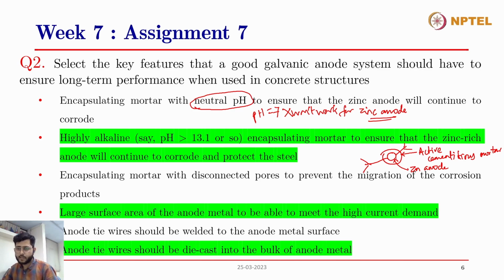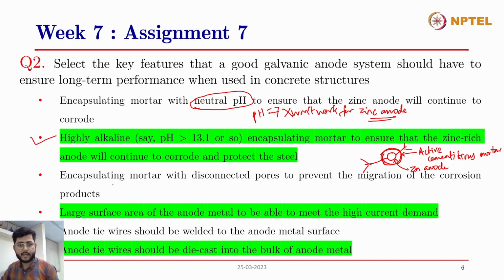And so the active cementitious mortar is required because while the cement hydration reactions are going on and the hydration products are actively getting formed, the pH of the system will remain high, and that will be conducive for the zinc anode to get corroded, so that it will act as an anode and protect the steel reinforcement inside the concrete structure, which will act as a cathode in this system. So this is the correct option.